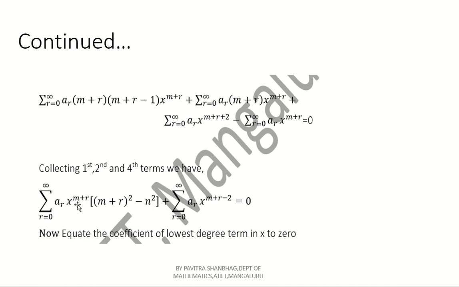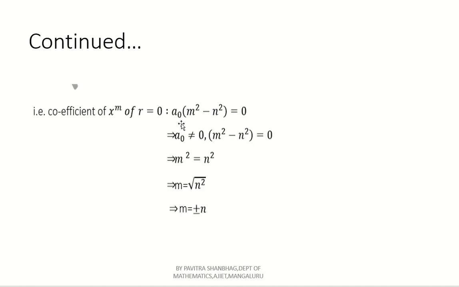Coefficient of x power m means the term multiplied with x power m. So what is it? A naught, because we have to put r equal to 0, then only we will get x power m. A naught into m square, because r is 0 here, m square minus n square, right? That is what we have written here: a naught into (m square minus n square) equal to 0. But this a naught we should assume is not equal to 0, because it is the constant term, we cannot equate it to 0. So let a naught not equal to 0. The product is 0, but a naught is not 0, so obviously m square minus n square equal to 0.